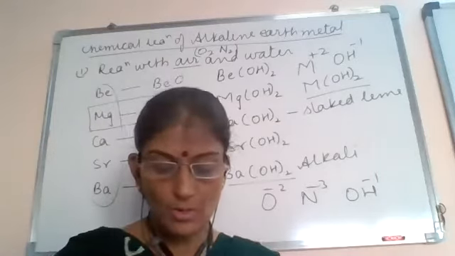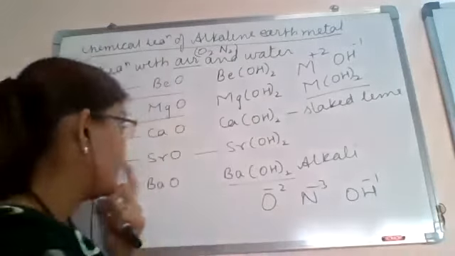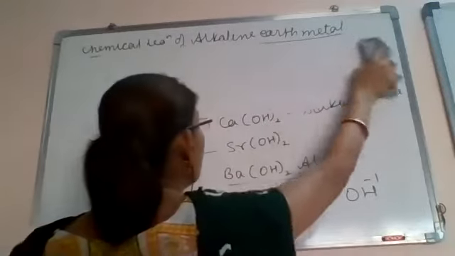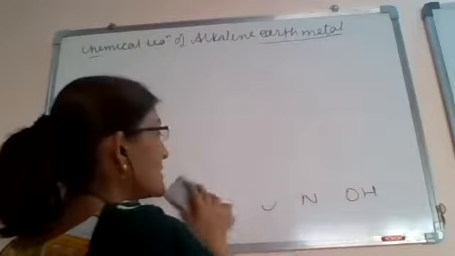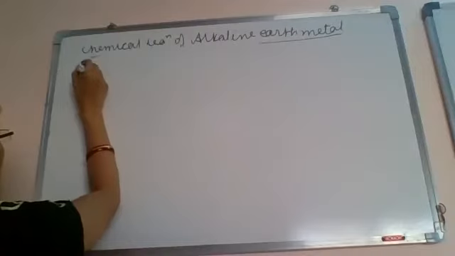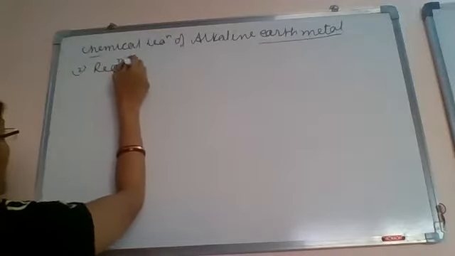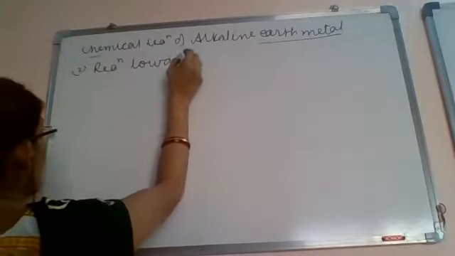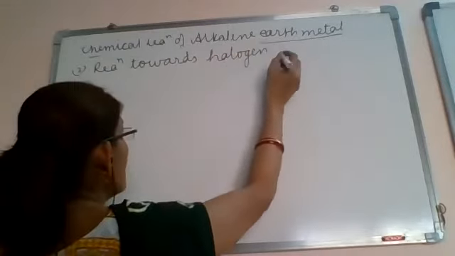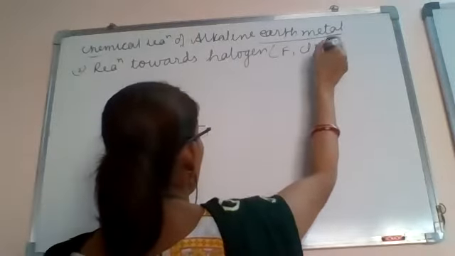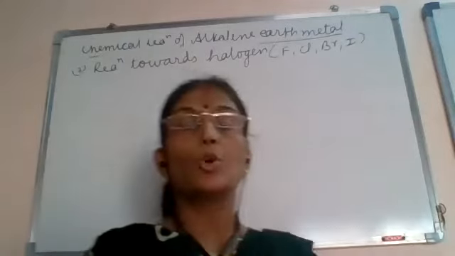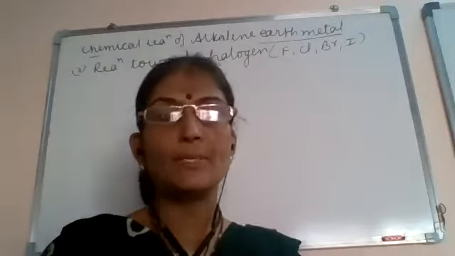Understood? Now, reaction towards halogen. What happens when these elements react with halogen? What are halogens, students? Group 17 elements are known as halogens. Second reaction, reaction towards halogen. Halogen means fluorine, chlorine, bromine, iodine. These are called halogens. If you remember, group 17 of your periodic table is called halogen.